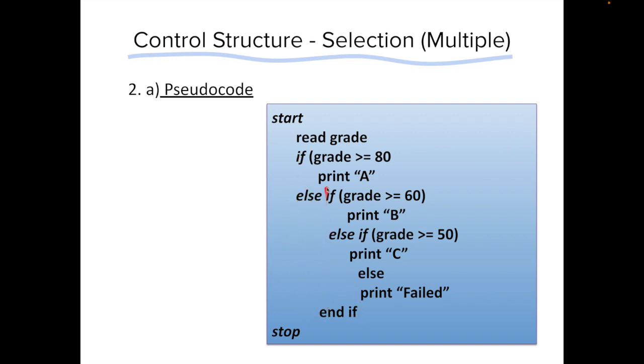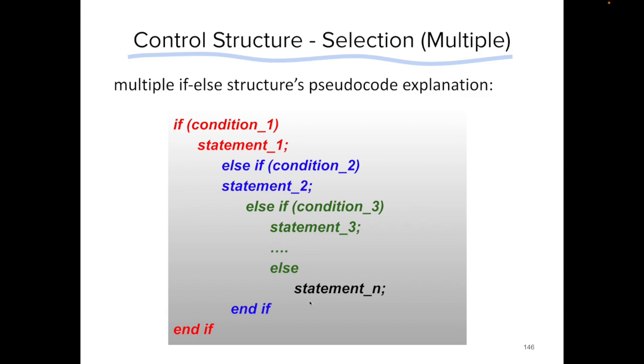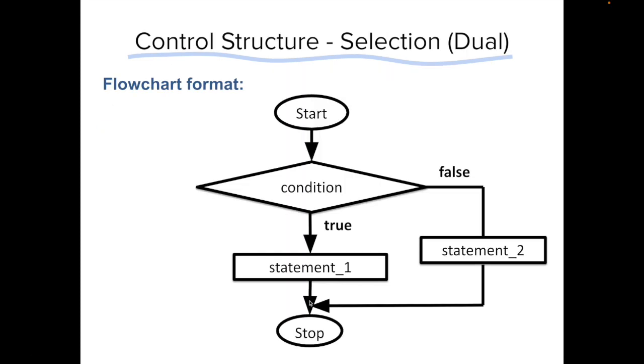Ni end if ni untuk yang ini. Kita kena ada satu lagi end if dekat bawah ni. Dan satu lagi dekat sini. Tapi tu optional. Tapi tak apa. Nanti dalam kelas tutorial kita akan cover lagi. Okay? So, itulah orang kata control structure untuk selection. Ingat ada 3 jenis.